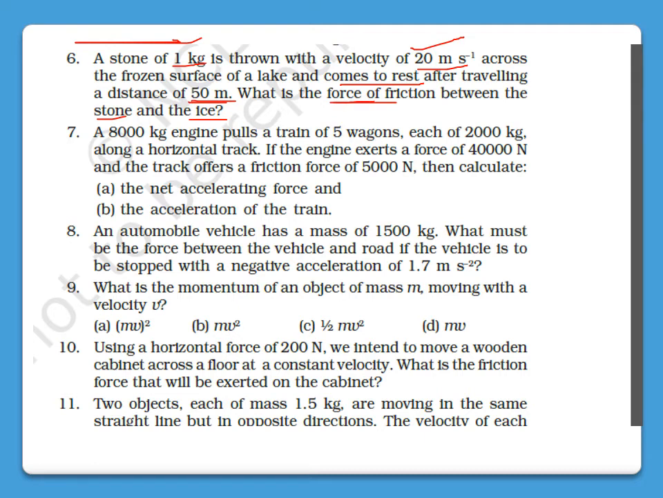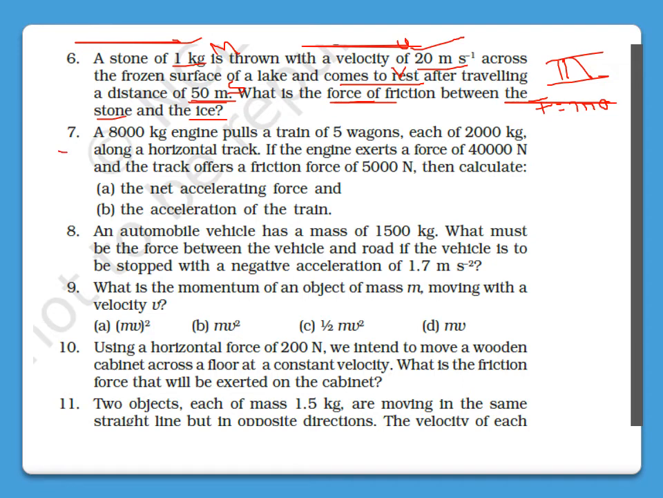The same thing. First you have to find out a, but here as v is given, this is u, this is v is equal to 0, this is m, mass, and this is s is equal to 50. Here you have to use the third equation of motion. Do you remember the third equation of motion? v square minus u square is equal to 2as. From that you will get a, and then use the formula F is equal to ma.